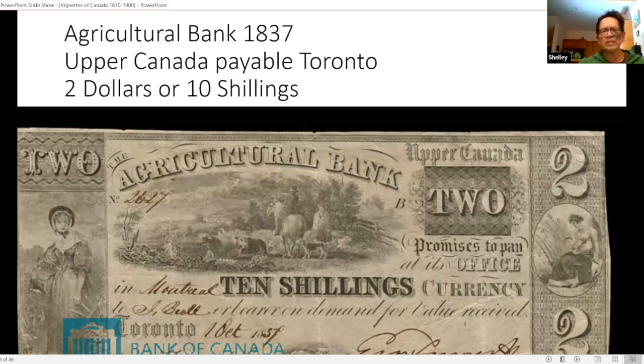In 1837, we have Upper Canada. It's payable in Toronto, $2 or 10 shillings. So again, multiple different currencies all traded in what was to become Canada.